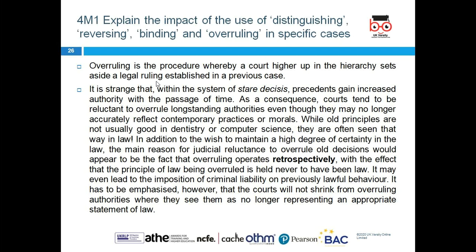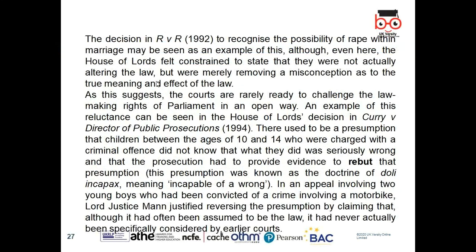Overruling can operate with retrospective effect, and being overruled is held to have never been law. It may even lead to the imposition of criminal liability for previously lawful behavior, and this has not been emphasized. However, the court will not shrink from overruling authorities where they see them as no longer representing the appropriate statement of law. So can a case be overruled? Yes, some rules.